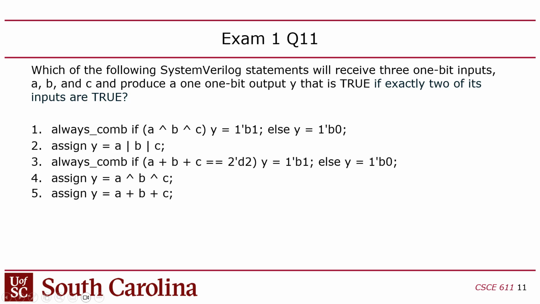Number 4 is pretty much the same as 1, right? And 5 would give you a 1 whenever an odd number of the inputs are 1, right?